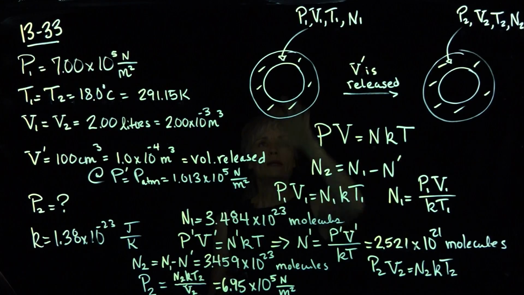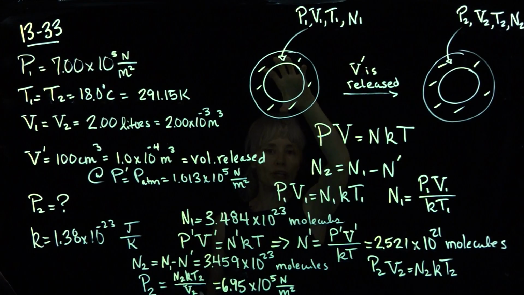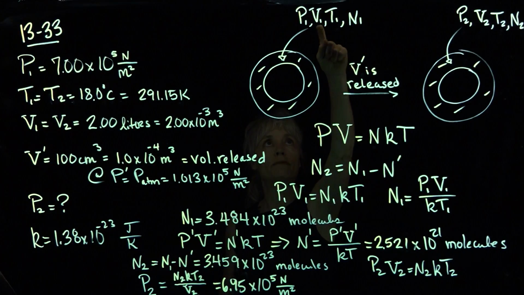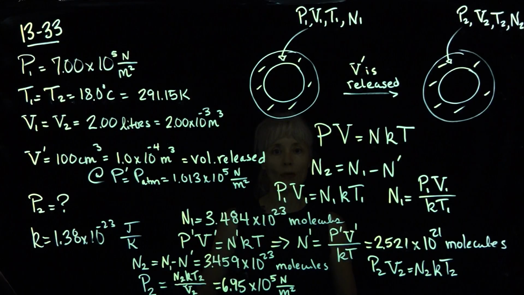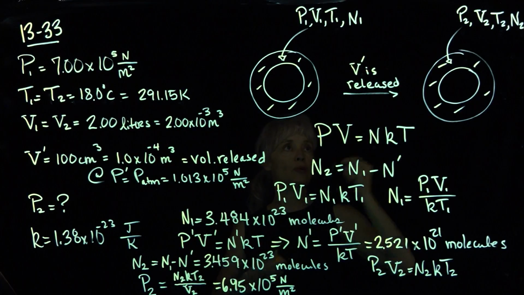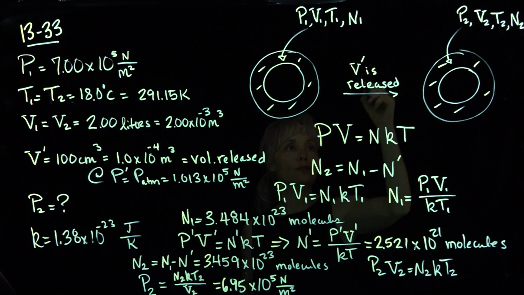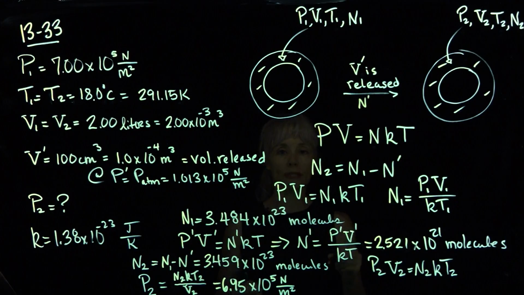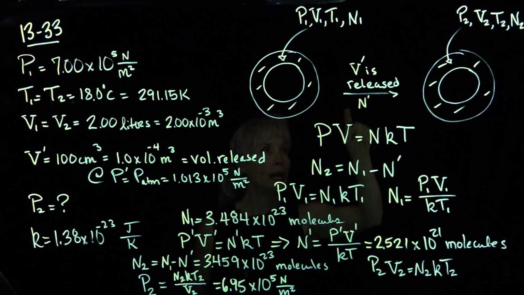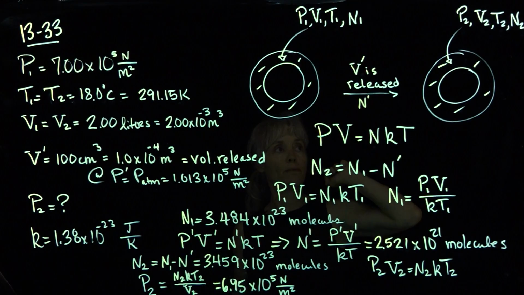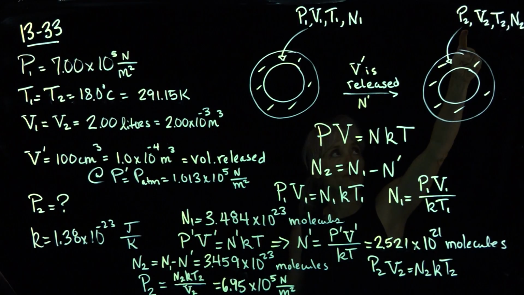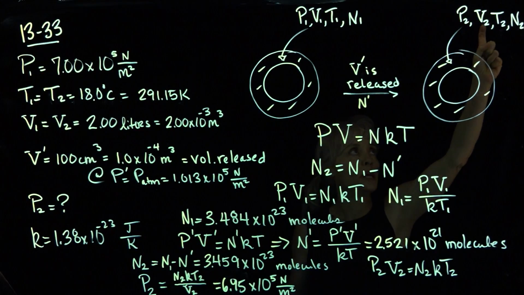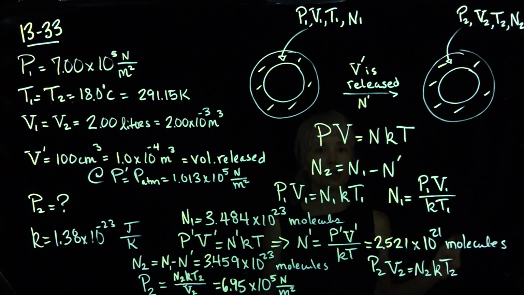So here is the picture of our tire. Originally, it has some pressure P1, volume V1, temperature T1, and number of molecules N1. And then a volume V prime is released, and of course that corresponds to a number of molecules N prime. And when that number of molecules N prime is released, we now have the tire with some new pressure P2, volume V2, temperature T2, and number of molecules N2.